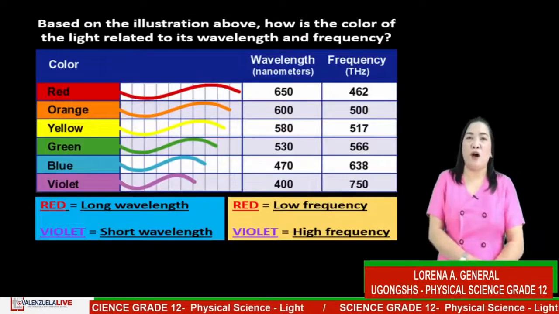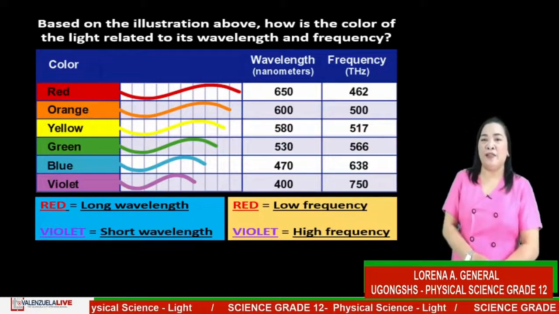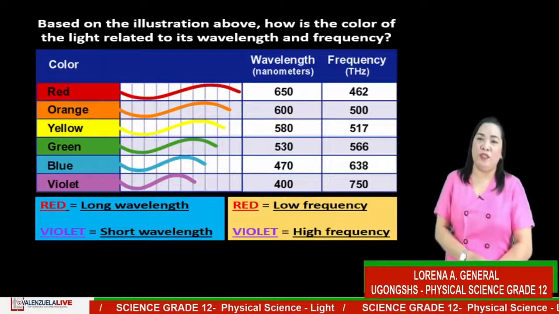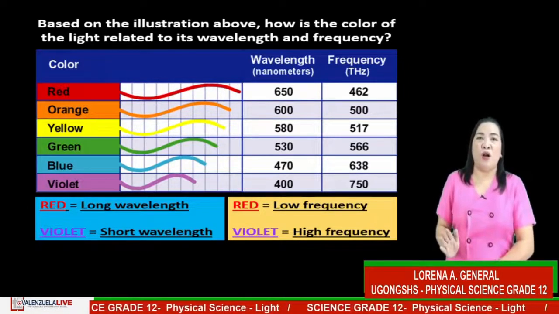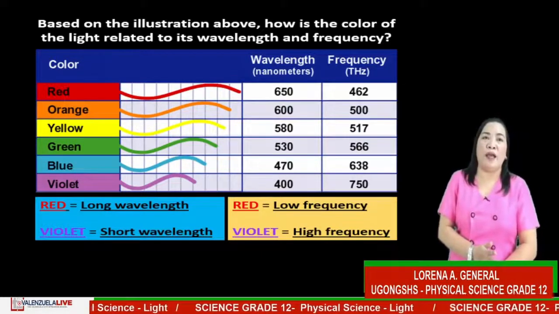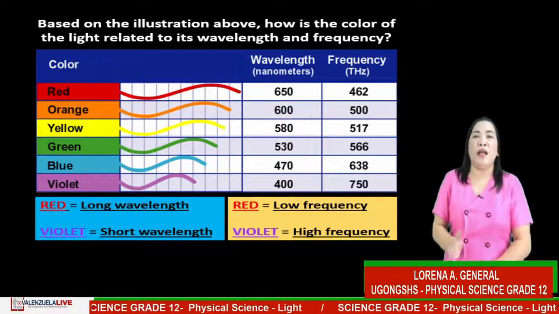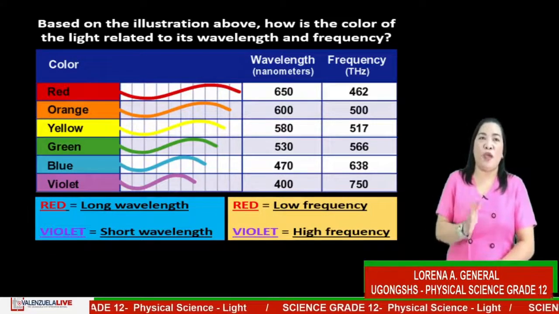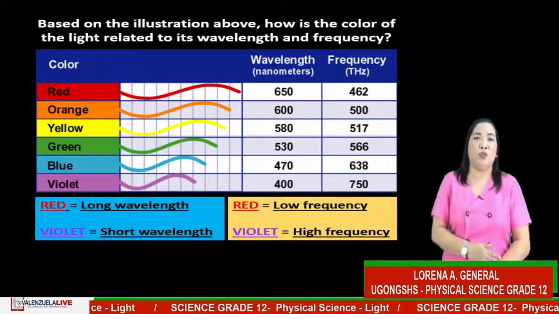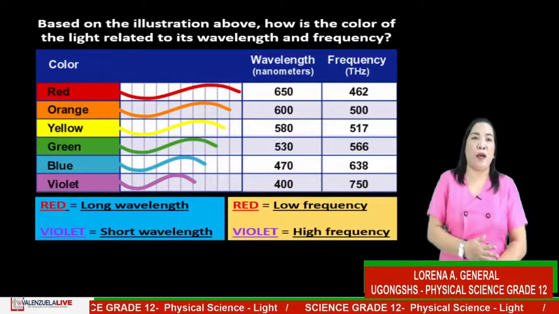Okay, so kindly look at the illustration. Based on the illustration, how is the color of the light related to its wavelength and frequency? As you can see, we have the colors red, orange, yellow, green, blue, and violet, and the corresponding wavelength in nanometers and frequency in terahertz. For example, the red color: the wavelength is 650 nanometers and the frequency is 462. Orange is 600 nanometers, and the frequency is 500.